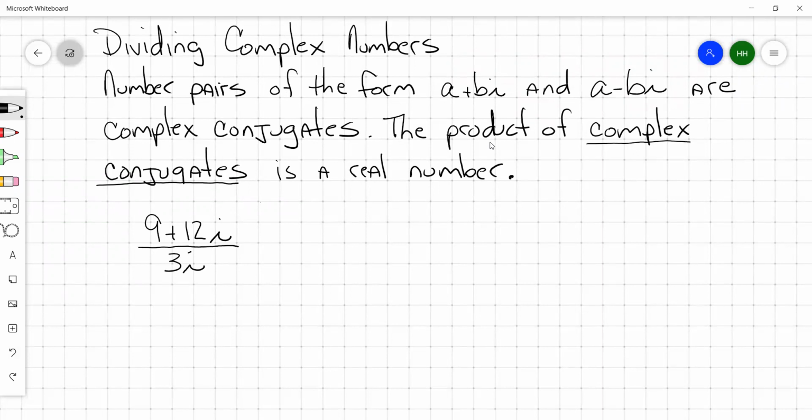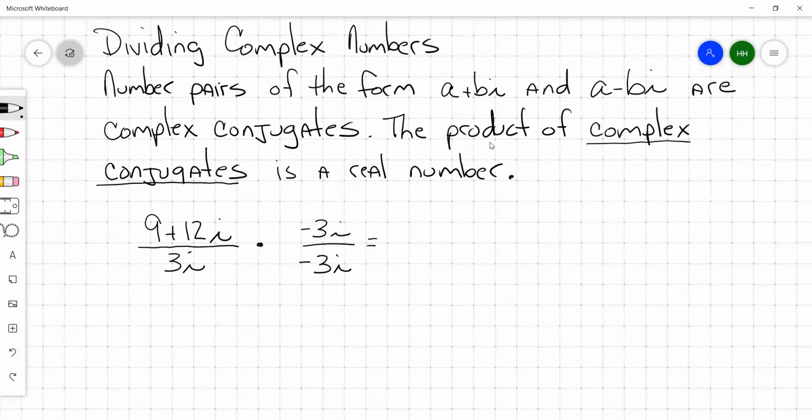okay? The technique for dividing 9 plus 12i divided by 3i is to multiply both the numerator and the denominator by the complex conjugate of the denominator. So what that means is you're going to multiply the top and the bottom by negative 3i. And what'll happen is it'll turn this denominator into a real number instead of an imaginary number.